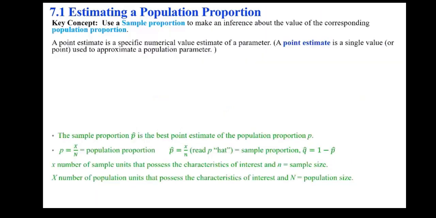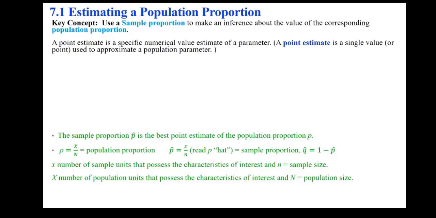Use a sample proportion to make an inference about the value of the corresponding population proportion. A point estimate is a specific numerical value estimate of a parameter. A point estimate is a single value or point used to approximate a population parameter. The sample proportion P hat is the best point estimate of the population proportion P.